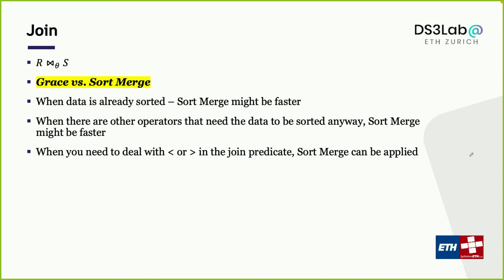And also, when you need to deal with, for example, some other predicate, right? For the hash join, you can only do an equality check, whether A equals B, right? Because that's all you know how to do to probe.